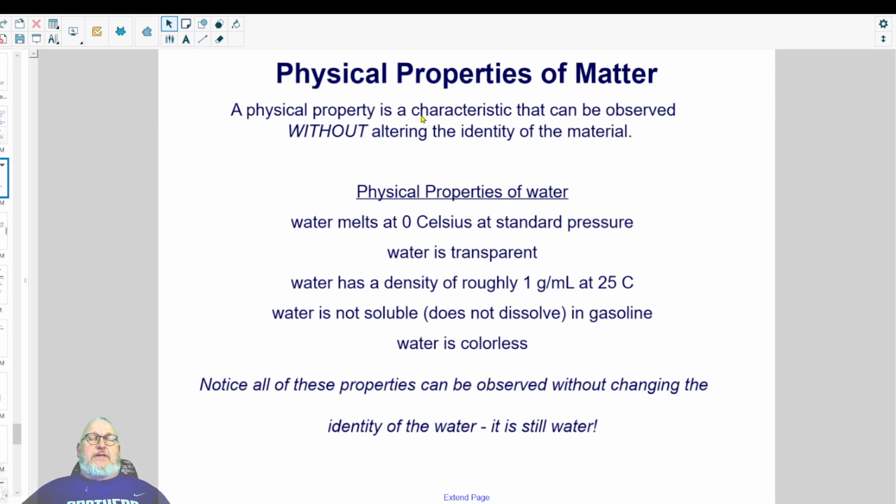A physical property is a characteristic that you can observe without altering the identity of the material. Okay, so physical properties of water. It melts at 0 degrees C at standard pressure. Water is transparent, water white, we call it. Water has a density of around 1 gram per milliliter at 25 degrees C. Water is not soluble in gasoline. Water is colorless. Now we can observe this without changing what water is. It's still going to be water.